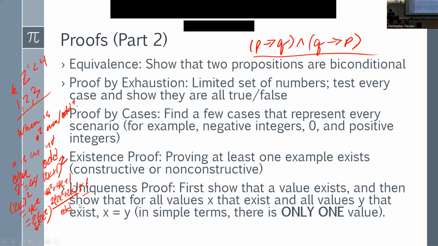So we have an existence proof. That basically just proves one, you take a random number and you prove that it exists somewhere. So what would an existence proof actually prove? Like, if you can show that one example exists, what does that prove?